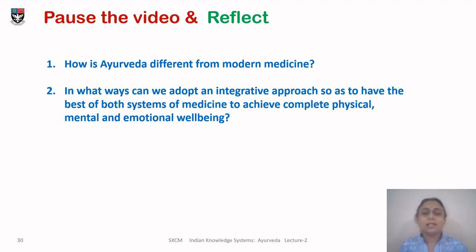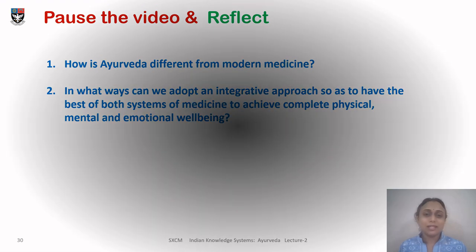How is Ayurveda different from modern medicine? In its basic premise, in the way it is studied, in the language that is used. Please reflect on this. And also reflect on the different ways that can be adopted to get an integrative approach so as to have the best of both systems, ancient Ayurvedic principles and modern day scientific medicine, in order to achieve complete physical, mental, emotional, as also spiritual well-being. Do reflect on these points.